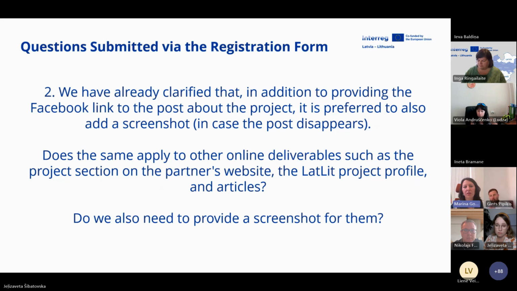But for articles, if you publish them in a news section in different media, they might go to some archives and might not be available after the 6 months period, so for articles, please make screenshots. If you publish articles on the partner's website, also provide screenshots, because very often these articles are archived and not available for the check. Thank you, Marina.